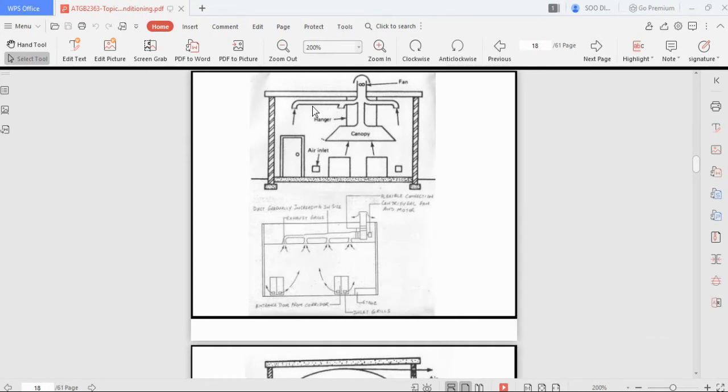So this is an example. You have a mechanical extractor, which is a fan located outside here, and you have a natural inlet, which is here, here, here, or at the canopy here. So this can basically be an area for your kitchen.